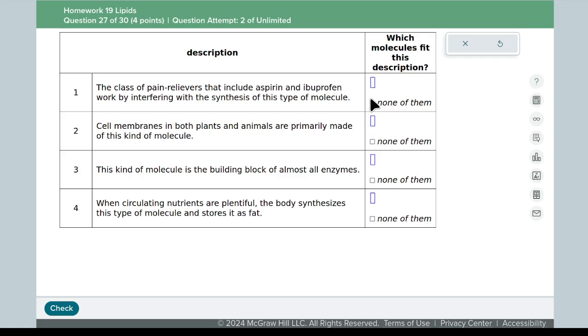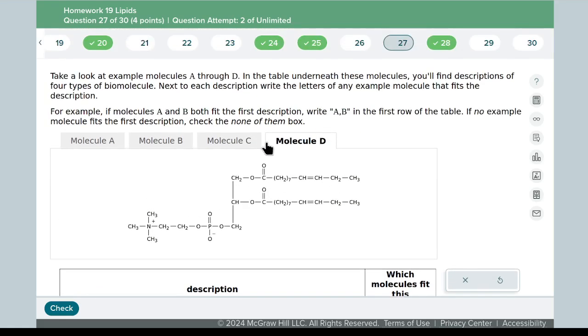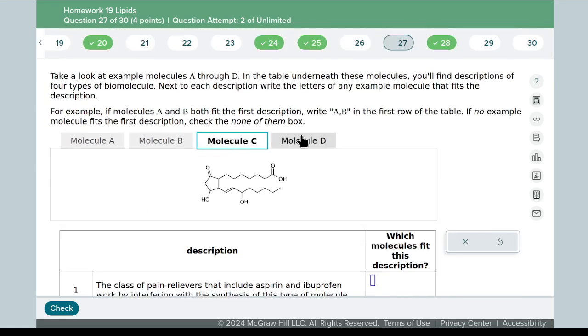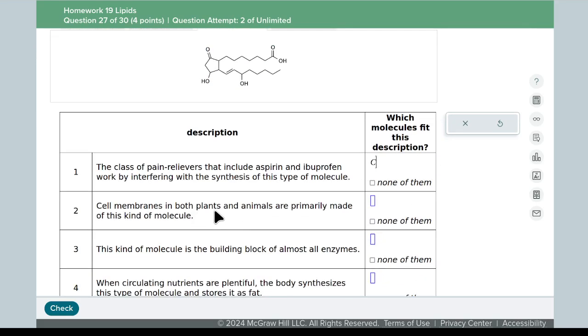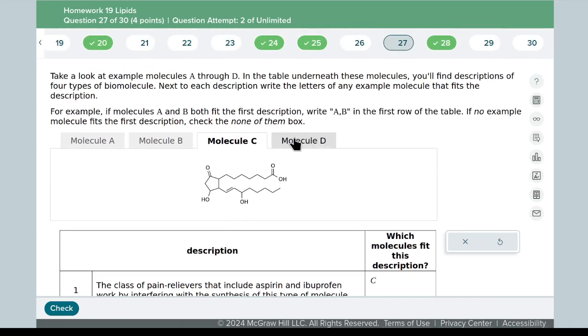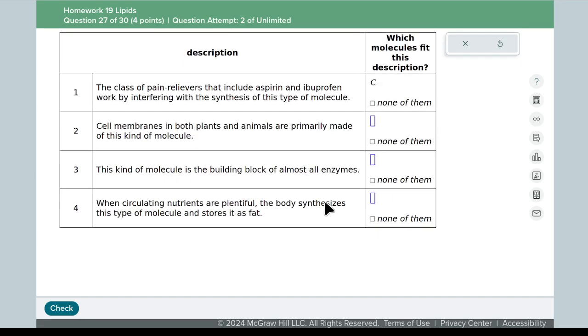Pain relievers that include aspirin and ibuprofen. That was C. They interfere with the synthesis of prostaglandins. Cell membranes in plants and animals, that's our phospholipid. That was D.